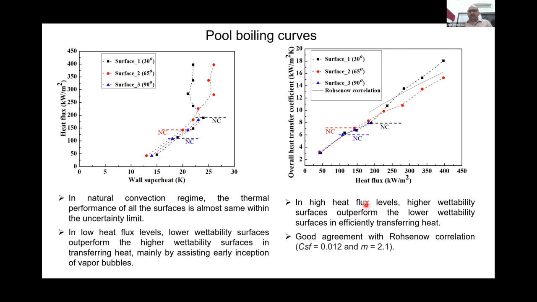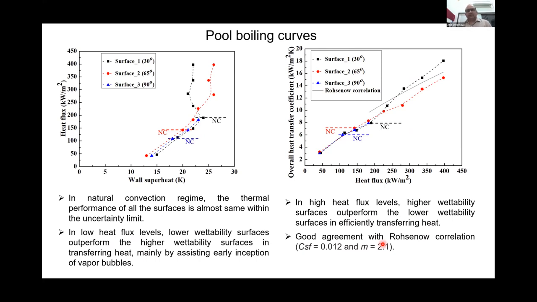But this is more evident in terms of the overall heat transfer coefficient, where you can see that at relatively high heat flux levels, the higher wettability surfaces, that is these black symbols, which correspond to 30 degrees or surface one, outperform the lower wettability surfaces in efficiently transferring heat. And this shows good agreement with some of the classical correlations.